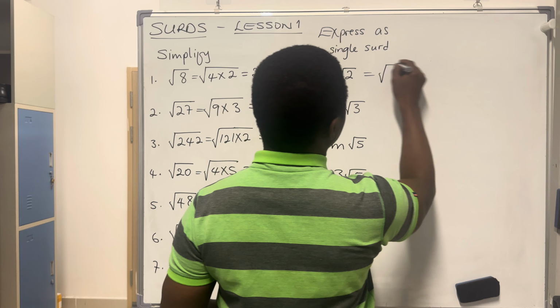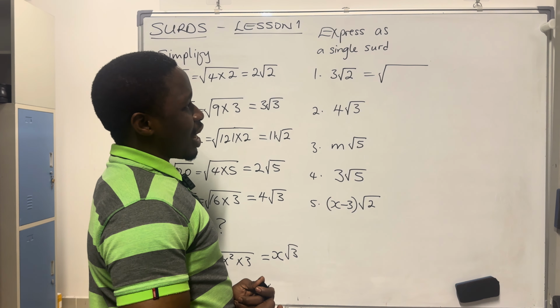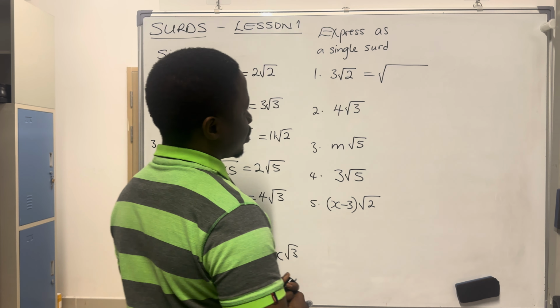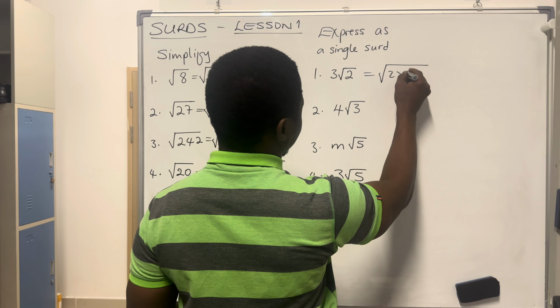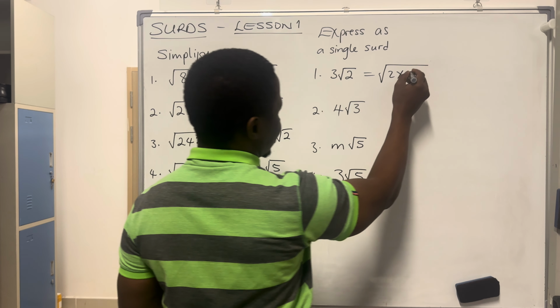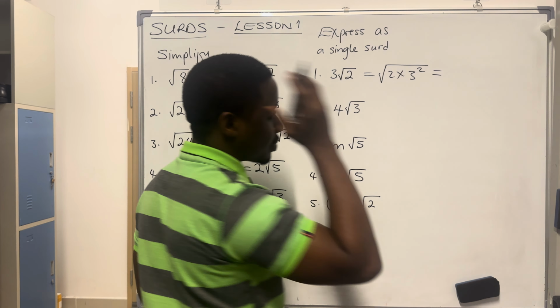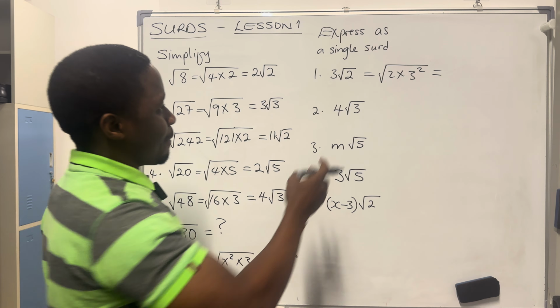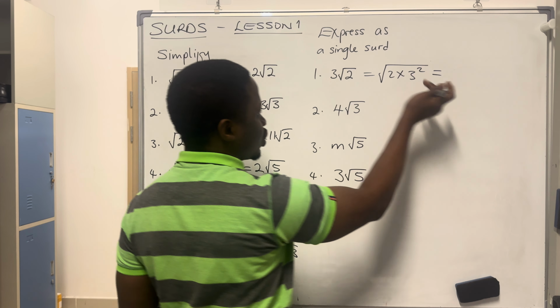So what do we do? What do we have inside? We have 2. What do we have outside? 3. You say 3 squared. I hope it is clear. What is 3 squared? 9. 9 times 2, 18.